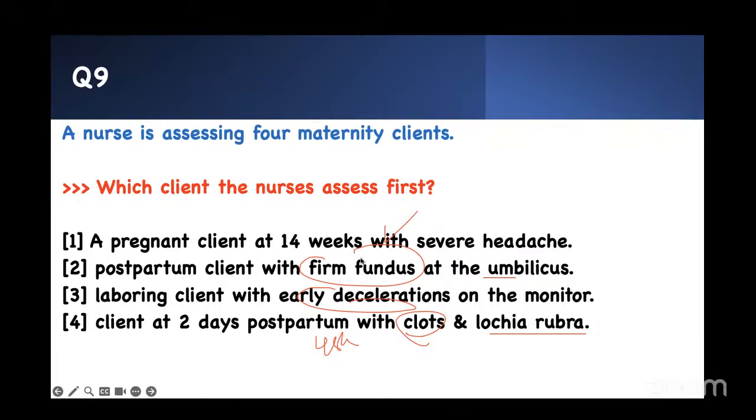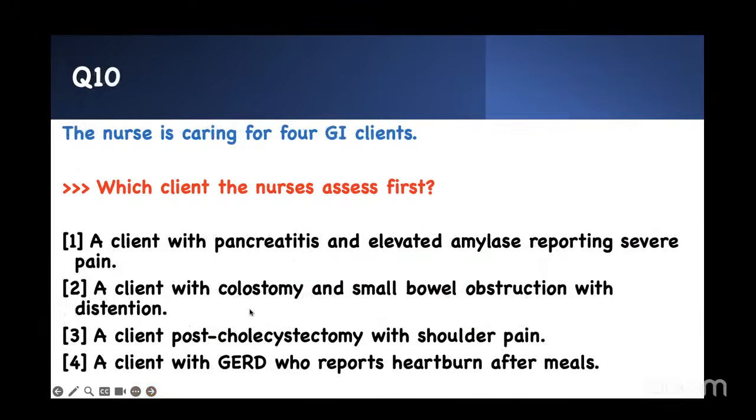But all these things are big words you will see. Firm uterus at the umbilicus. By firm, the uterus is good. A firm and contracted uterus is a good thing. A boggy and big uterus that is above the umbilicus is a problem. Therefore, one is your right answer. Two more. What is your score? Put it down in the comments. Let me know. Let me know.